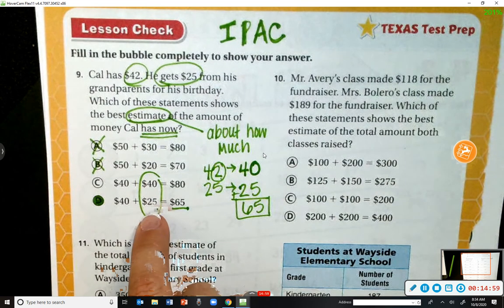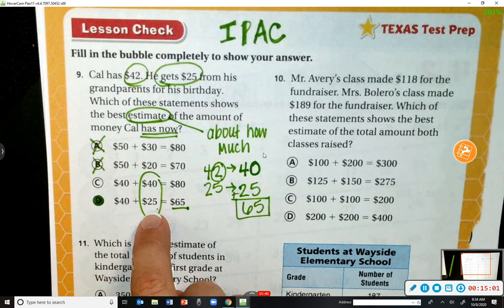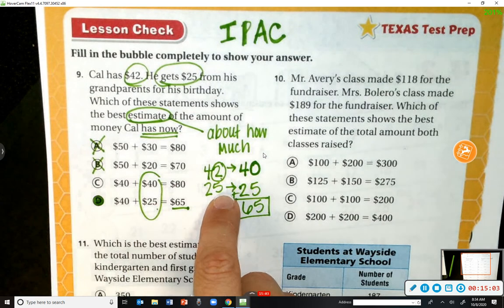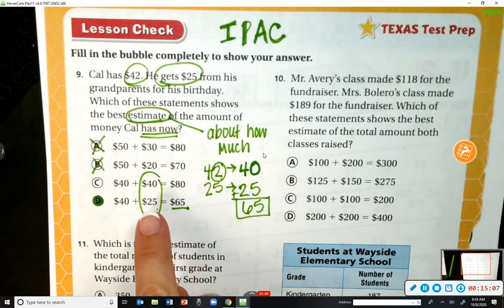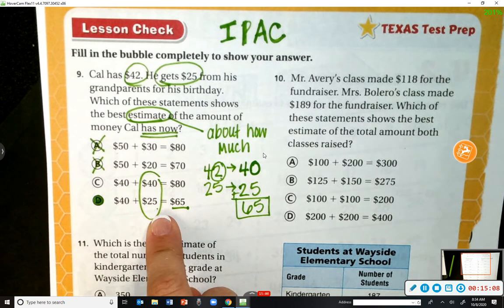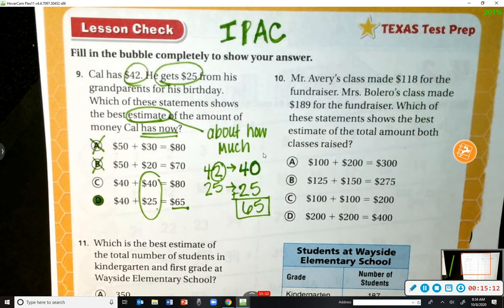Is this the only way we can estimate? No, because we could have actually changed 25 to 30, and that's still a good way to estimate. But this is the best answer choice that was given, okay? All right, going on to number 10.